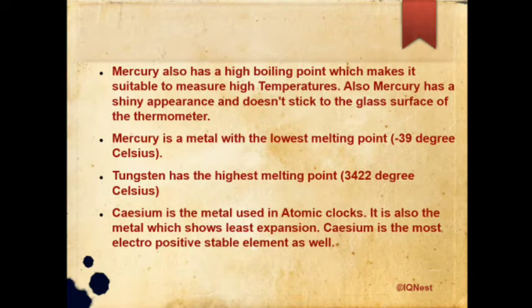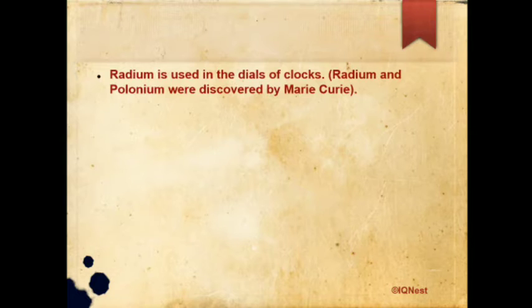The next point, cesium is the metal used in atomic clocks. It is also the metal which shows least expansion. Cesium is the most electropositive stable element as well. The next point is radium is used in the dials of clocks. Radium and polonium were discovered by Marie Curie. So she is a Nobel Prize winner.